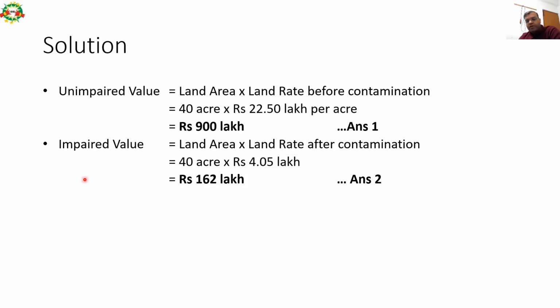And likewise, we will calculate the impaired value, which is equal to land area multiplied by land rate after contamination. Both figures are given in the question. So if we multiply 40 acres with 4.05 lakh rupees per acre, then we will get the value of the contaminated property, which is also called the impaired value of the property, equal to 162 lakh. This is answer number 2.